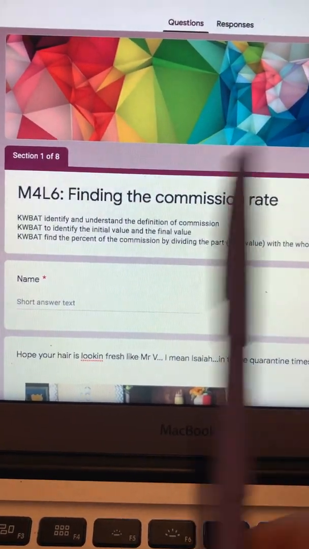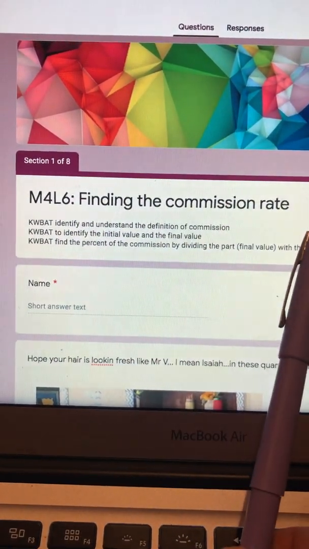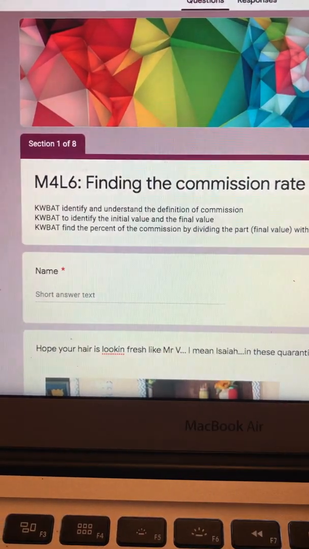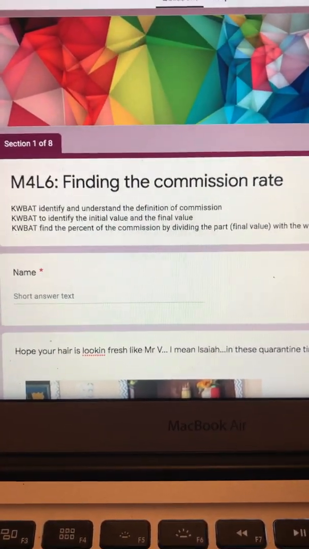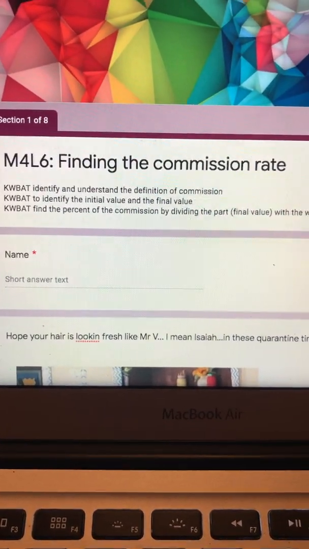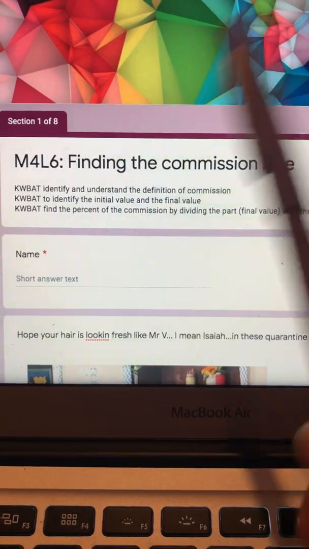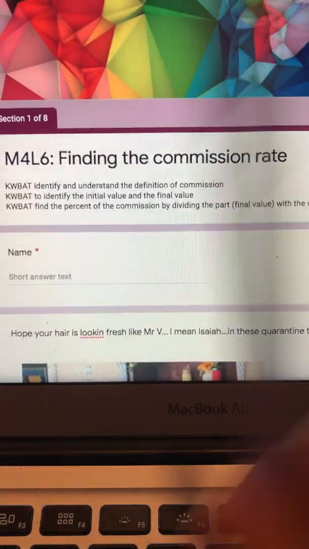Okay, so the goal for today is finding the commission rate. We already did the first aim. We identified and we understood the definition of commission in the last page. So we're good with that. What we're going to do next is we have to first identify the initial value and the final value. That's the part in the whole.